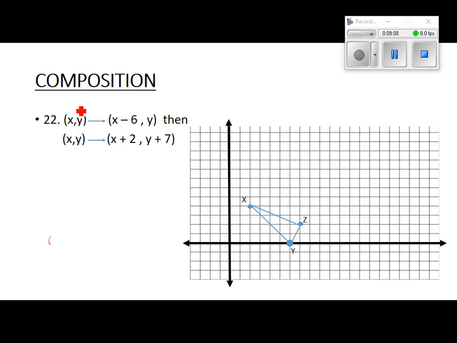Compositions. Anybody remember what's a composition? What's it mean when you're doing a composition? Is that like writing an English paper? Not math, right? Composition means you're doing 2 or more movements. You're doing 2 or more things to the shape.